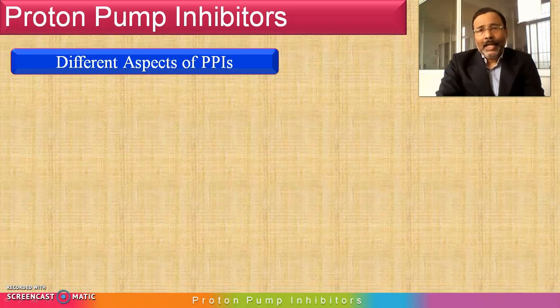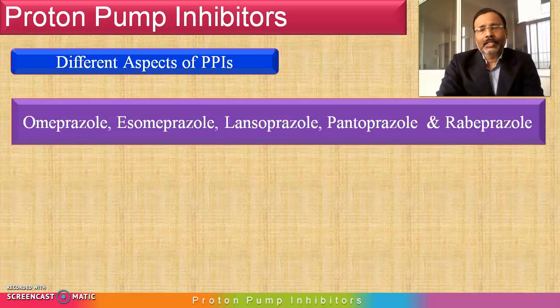Now let's check some different aspects of proton pump inhibitors. The acid lability of these benzimidazole proton pump inhibitors indicates that the drug must be formulated as a delayed release or enteric coated granular dosage form, right? Because of their acid lability. Till date there are five structurally related benzimidazole proton pump inhibitors available in the market. Here I listed some examples: omeprazole, esomeprazole, lansoprazole, pantoprazole, and rabeprazole.